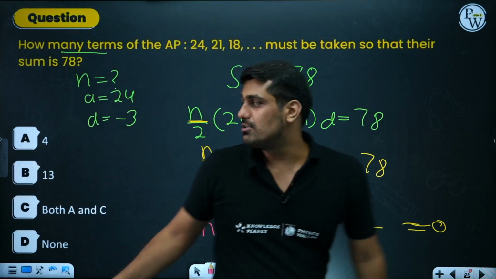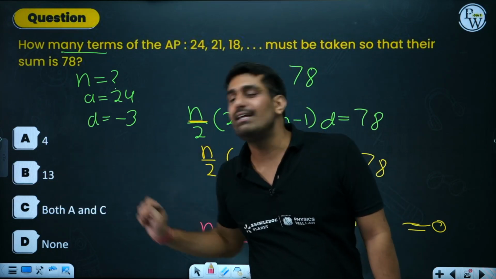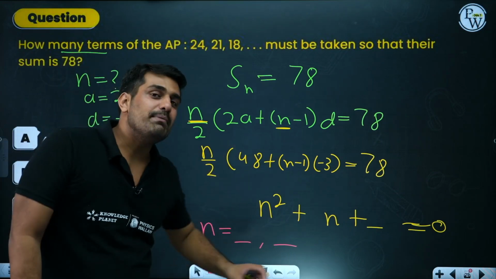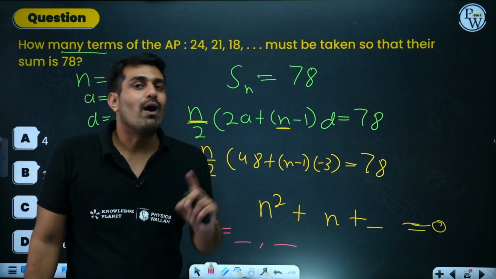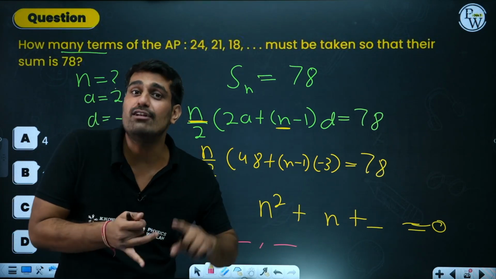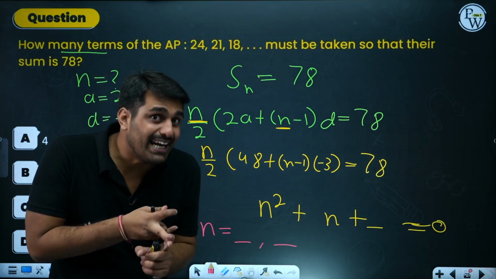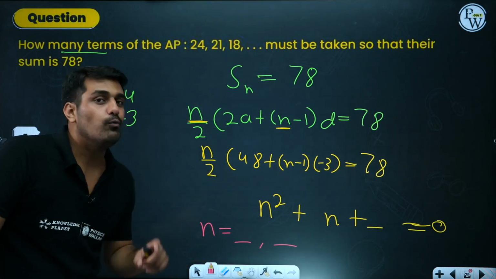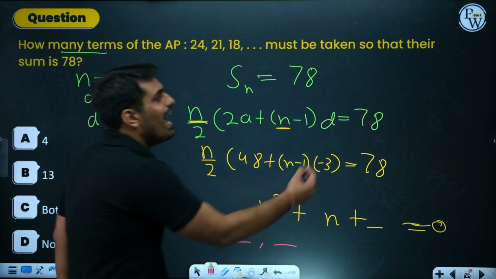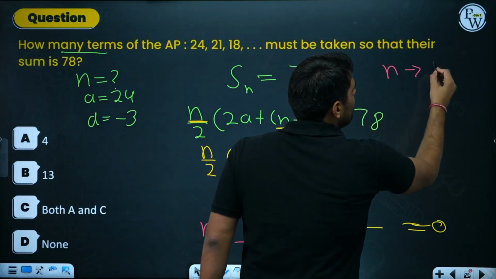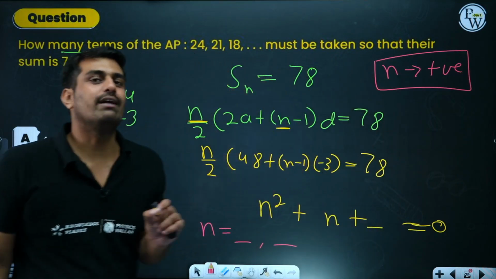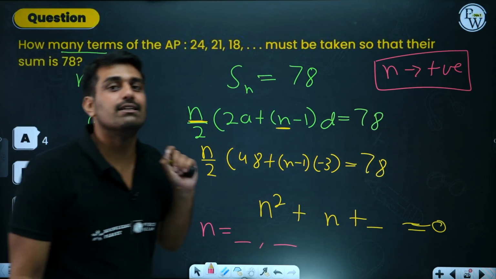That is why you are observing in the options A, B and both A and C. But one thing I want to warn you: that doesn't mean both values of n will work. It is the number of terms, and the number of terms has to be a whole number. It cannot be a decimal. It cannot be negative. So if you get any value of n which is negative, that is not the answer. It has to be a positive number.